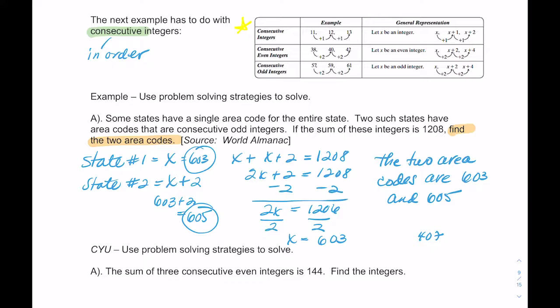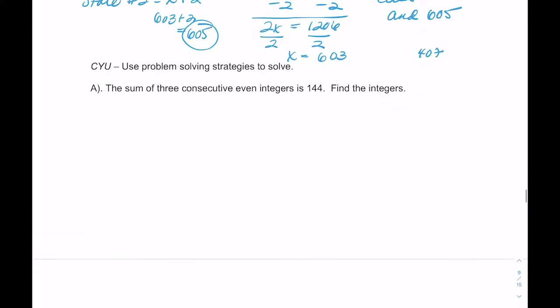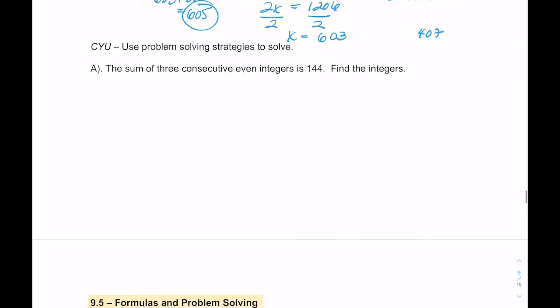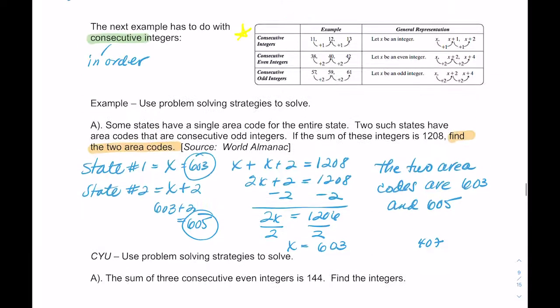Okay, the last problem is for you all to try, and then in class we're going to look at formulas and problem solving. So please take your time with this. If you have any questions, feel free to ask me before class or during class.